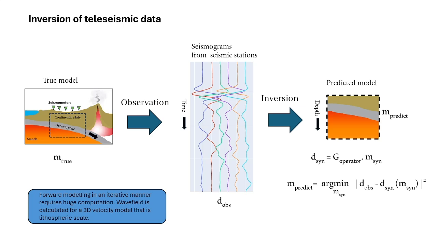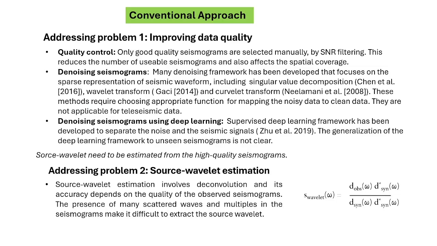But the challenge here is that the seismogram also records a lot of noise, background noise, and also the generation of synthetic seismogram requires the source failure estimation. To address this problem, these are the conventional approaches. It includes quality control, that is a selection of good quality seismograms, and denoising the seismograms using various transforms and also using deep learning. And the source failure estimation also involves the convolution that depends on the quality of the observed seismogram.